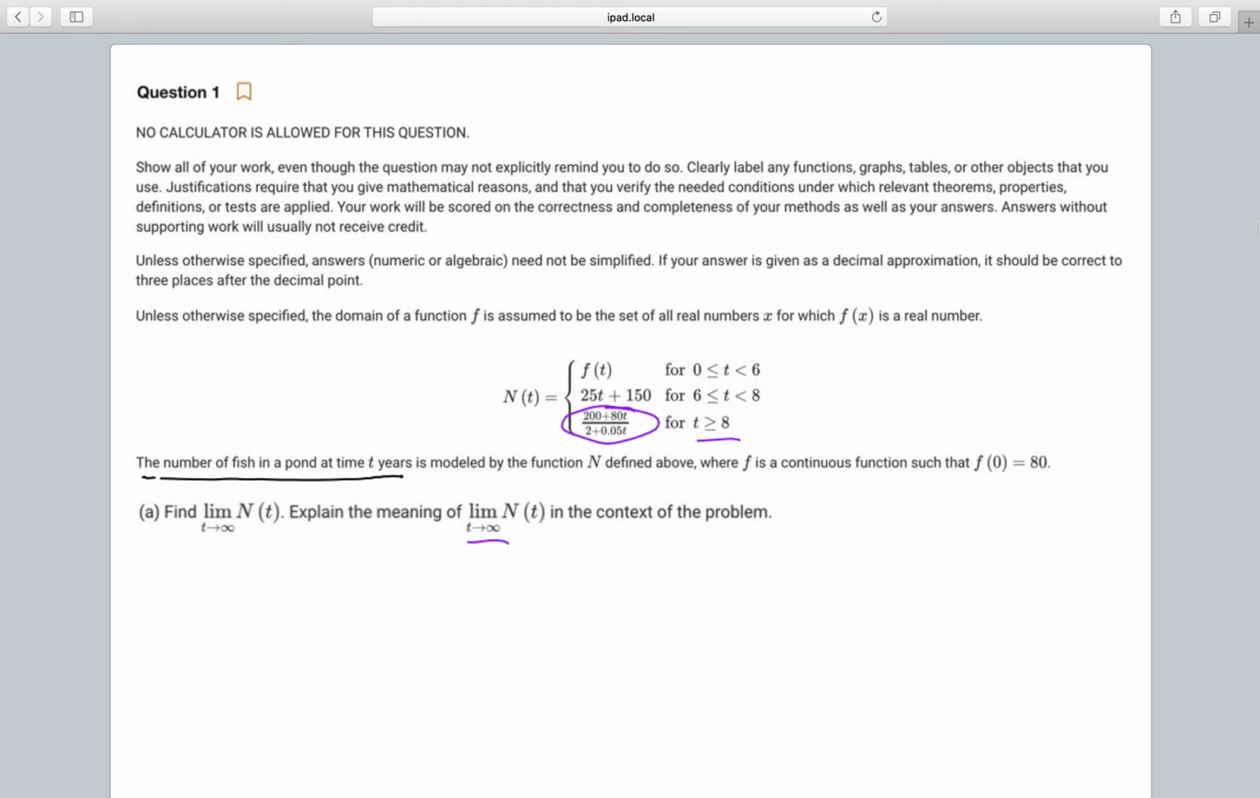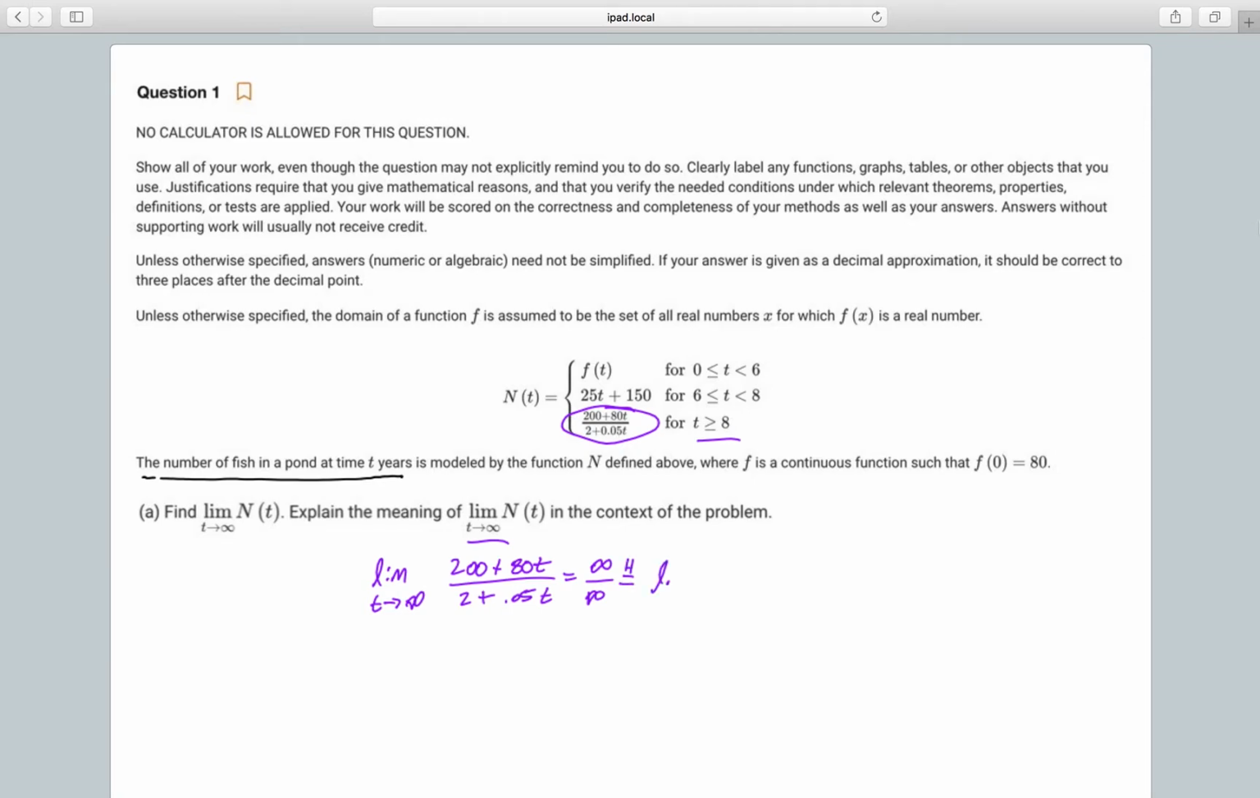And so when I take this limit, I'm letting t go to infinity of 200 plus 80t over 2 plus 0.05t. If we think about the behavior of the numerator and denominator separately, the numerator as t gets large is going to get infinitely large. The denominator is also going to get infinitely large. So we can use L'Hopital's rule since this is an indeterminate form.